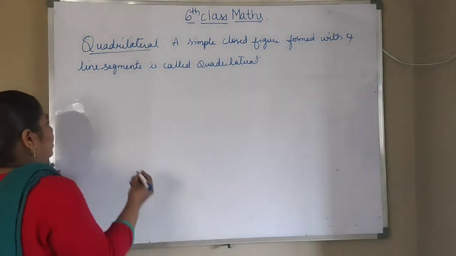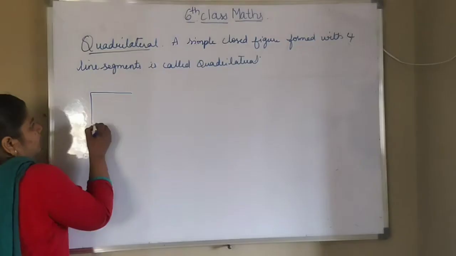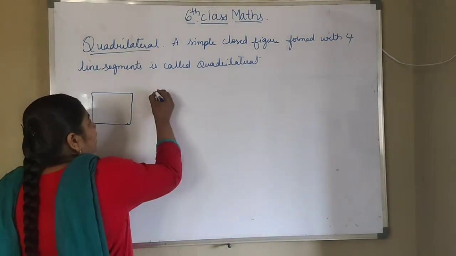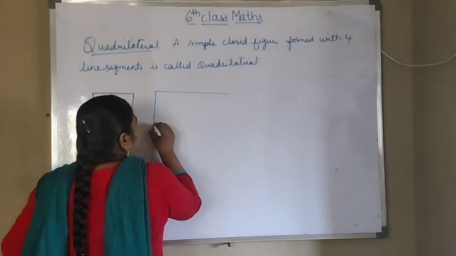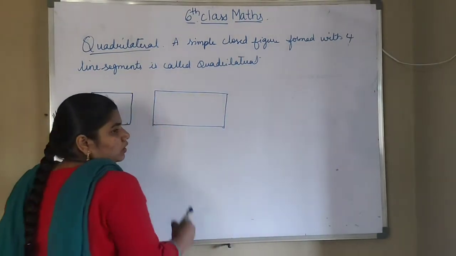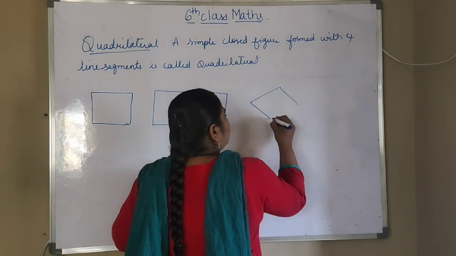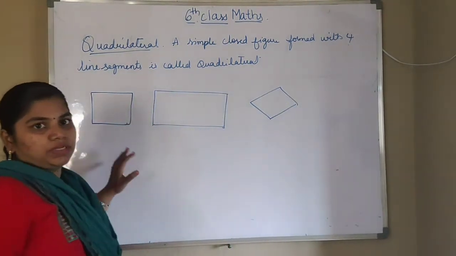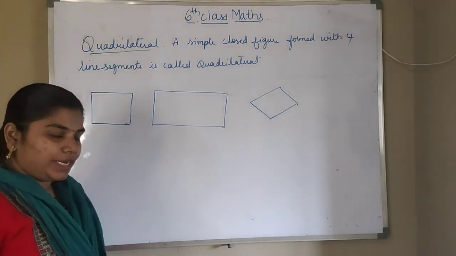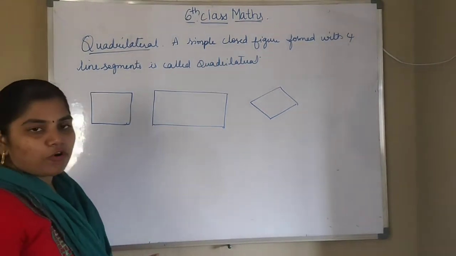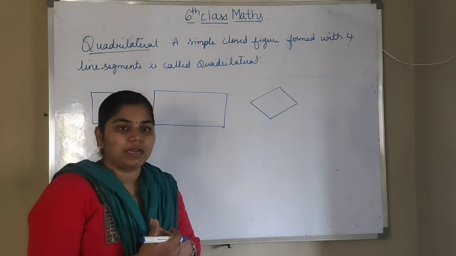So it can be any figure, it can be a square, it should have only 4 line segments, it can be a rectangle. It can be any figure, but it should have only 4 line segments. So these are called quadrilaterals. Now in these quadrilaterals, how many angles are formed and how many line segments are there, we will see now.